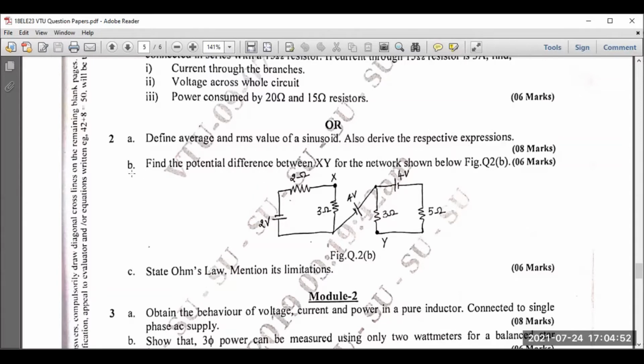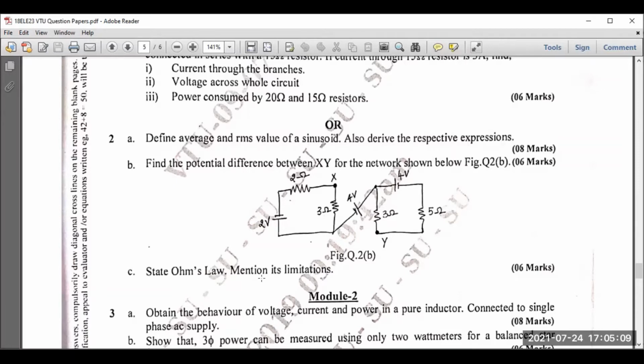Then question number B, the second part of the question, you can solve. Find the potential difference between X and Y for the network given below. Okay. You can use KVL and KCL. Easily you can compute the potential difference between X and Y.